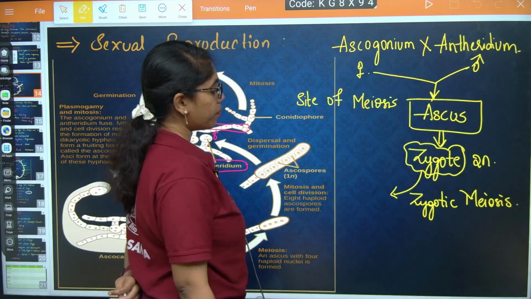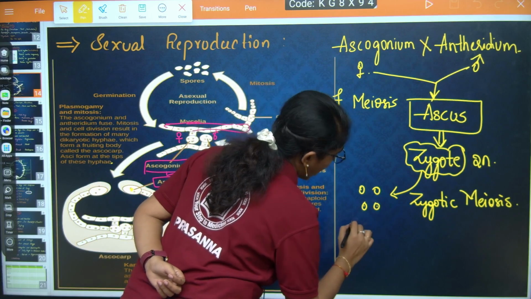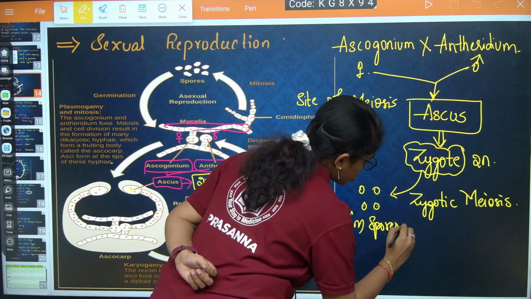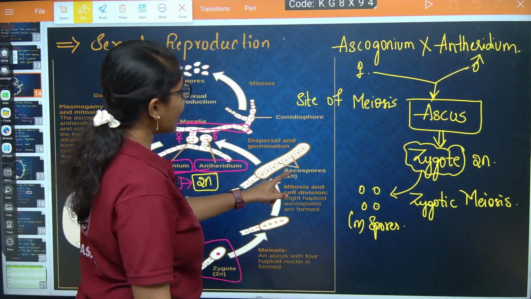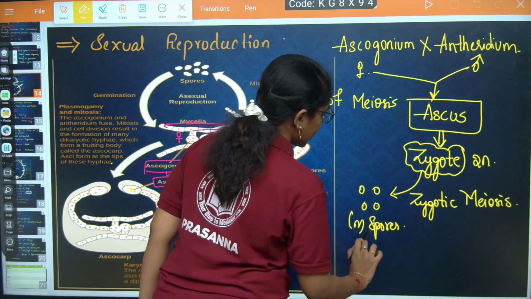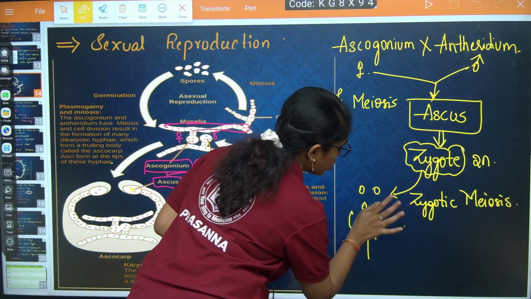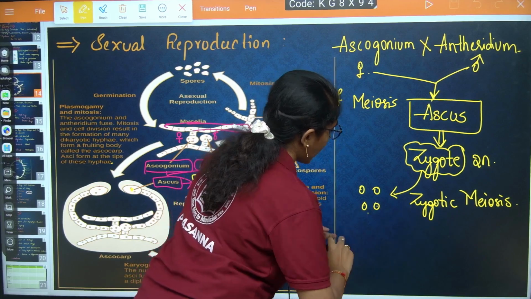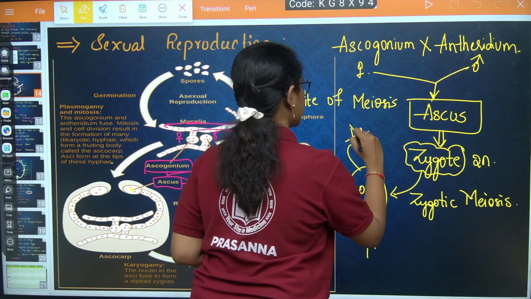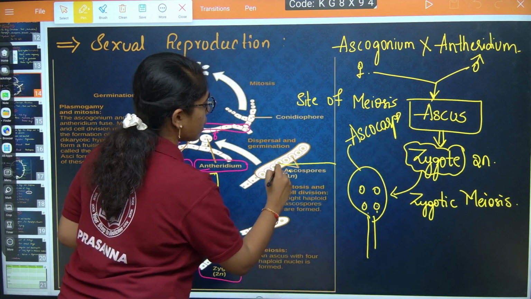After zygotic meiosis, they will release haploid spores. These spores are formed in sac-like structures called ascocarps. They are called what? Ascocarps. You can see here.